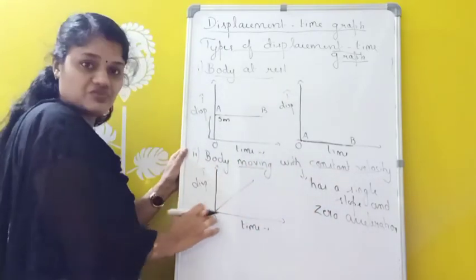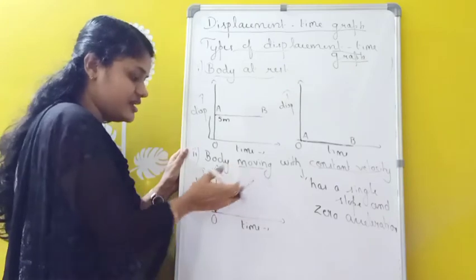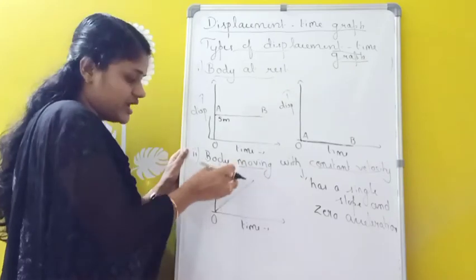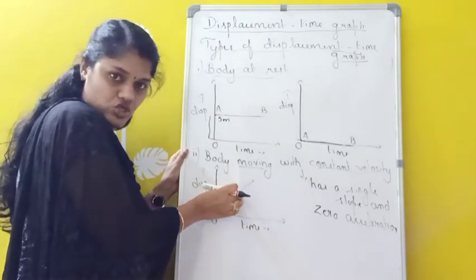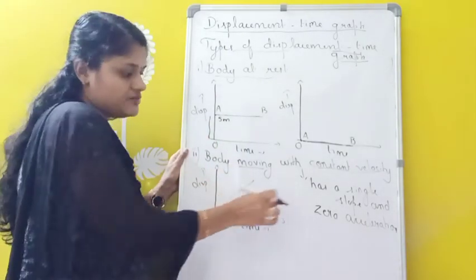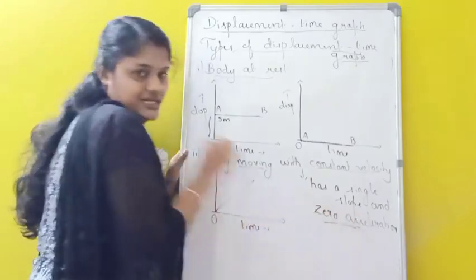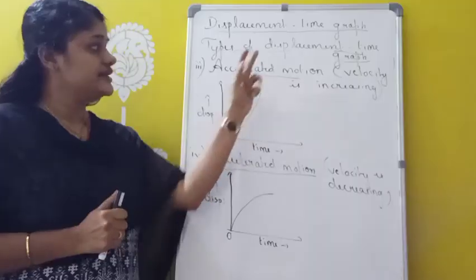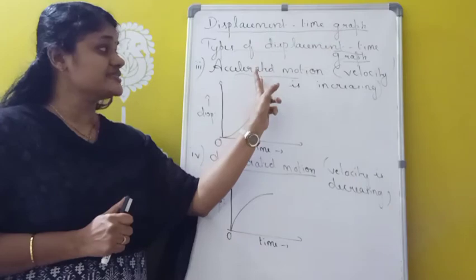So what about the shape of the graph? The graph will be a straight line inclined to the time axis. And this graph has only one slope because the velocity is constant or uniform. Everywhere velocity is the same. And what about acceleration? 0 acceleration.